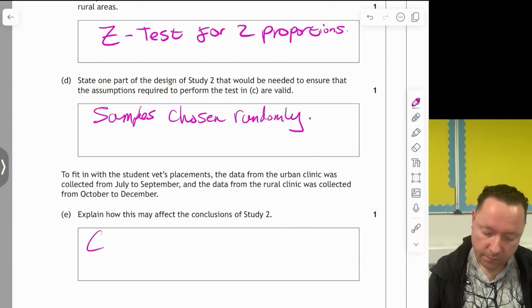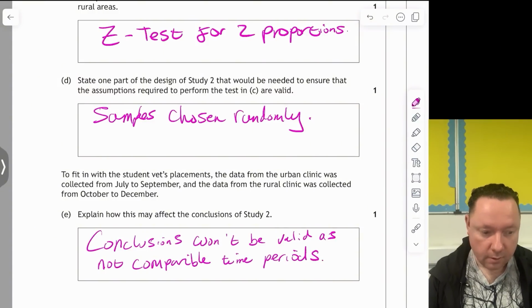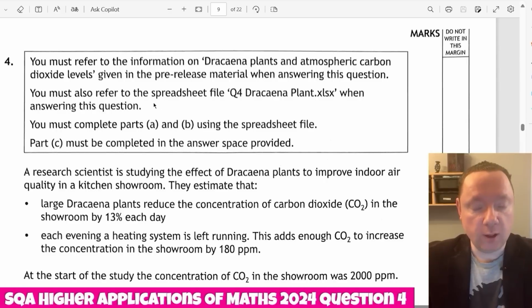Conclusions won't be valid as not comparable time periods. And we're done there. So Maths 2024 question 4.